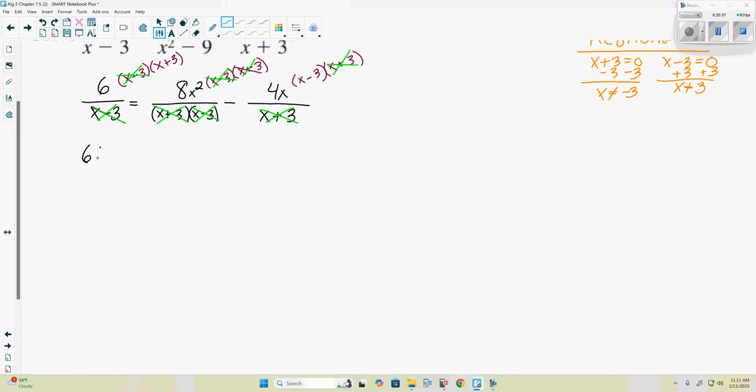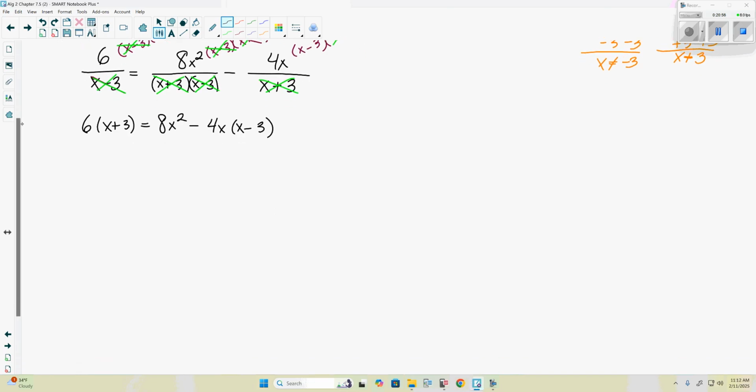leaving us with 6 times x plus 3 is equal to 8x squared. But since the middle term denominator canceled out with both, we're just left with 8x squared minus 4x times x minus 3.